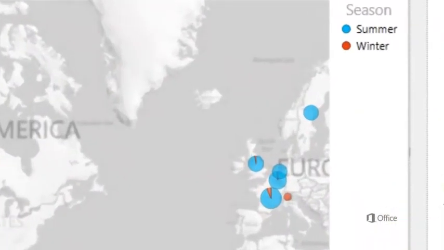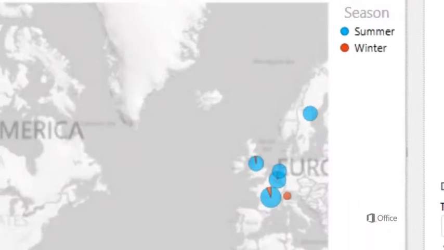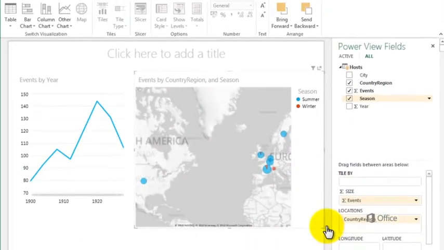A circle appears over each host city. The size of the circle represents the number of events that year. And red represents winter, blue, summer.